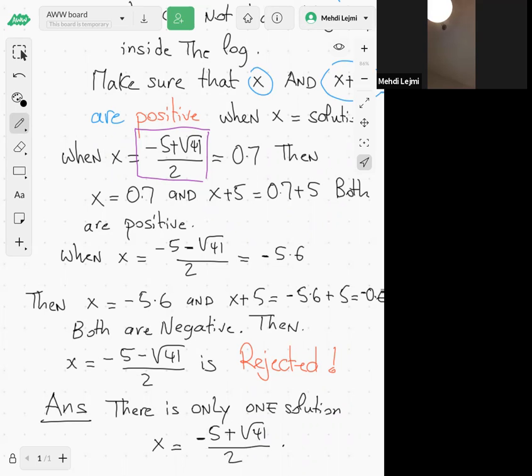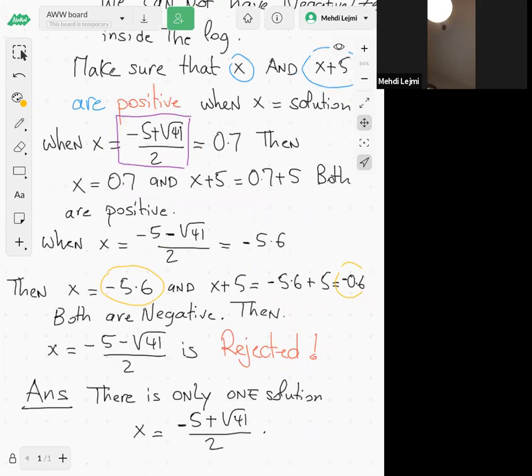So you see, guys, there is this condition that what is inside the log must be positive. So when you have your solutions, you have to make sure that when x is equal to your solution, what's inside the log is going to be positive. So here, as you can see, both of them are negative, right? I got this -5.6 and I got this -0.6. So both of them are negative.